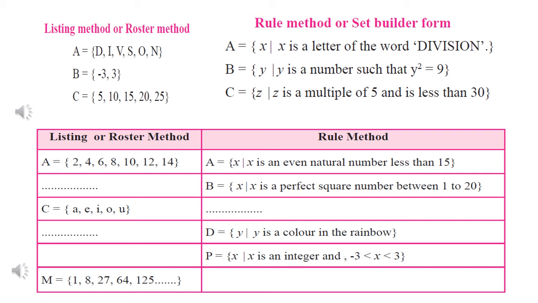M is equal to 1, 8, 27, 64, 125. Can you find some relation between each of the numbers or the elements given here? Yes, they are nothing but cubes of the natural numbers. So here 1 cube is 1, 2 cube is 8, 3 cube is 27, 4 cube is 64 and 5 cube is 125. So accordingly you write your answer.